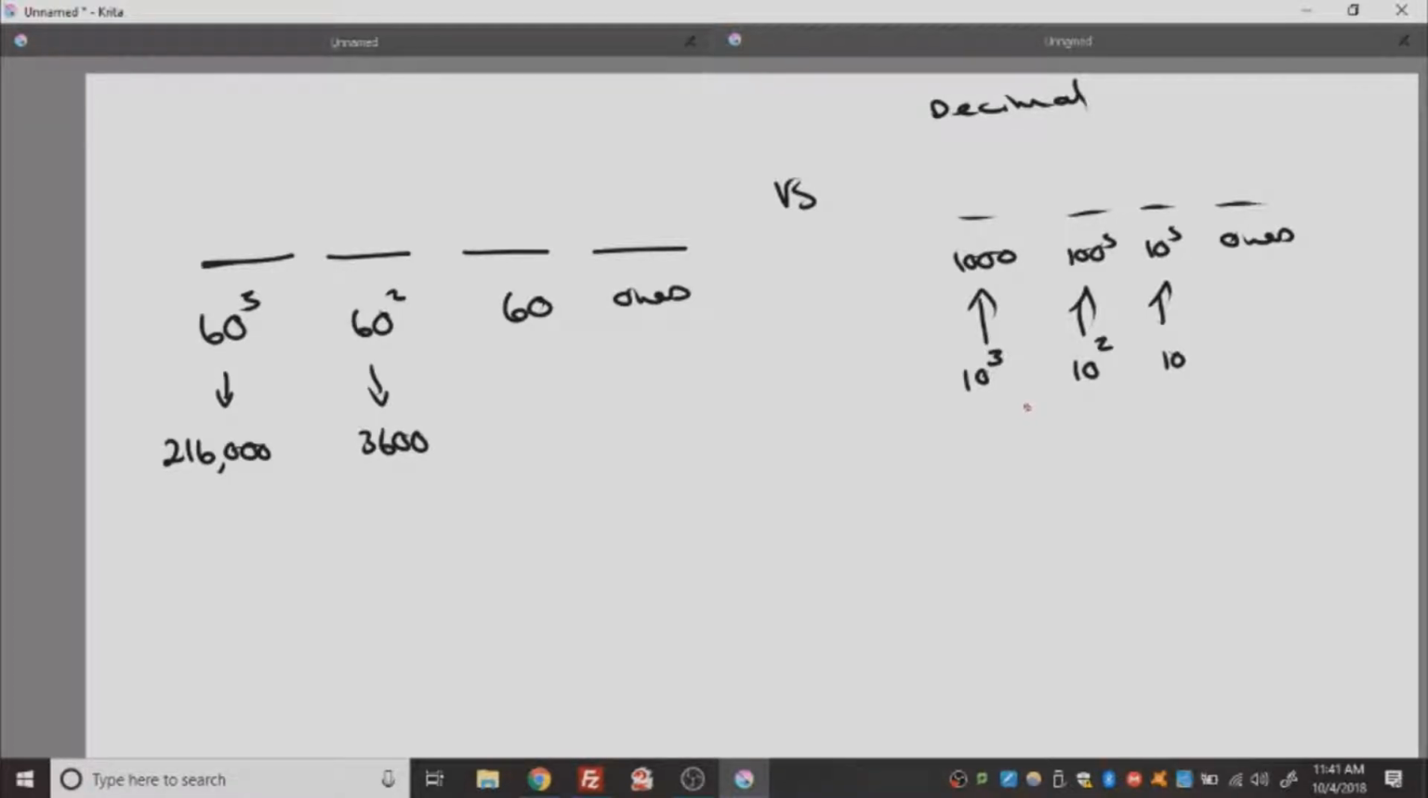Is it called a base 60 system? It is exactly what it's called. It's based on 60s. It's called a base 60 system, for obvious reasons.